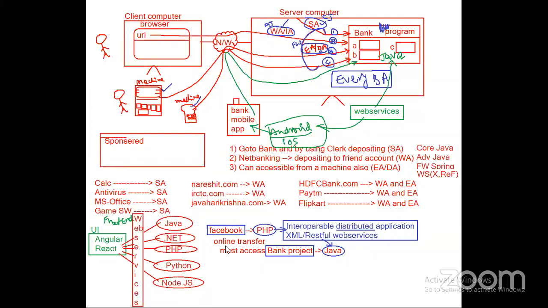API means a predefined program. API means just a predefined program. That may be a Servlet program, maybe a Core Java program, maybe an EJB program, maybe a Spring program. Okay, anything is an API.